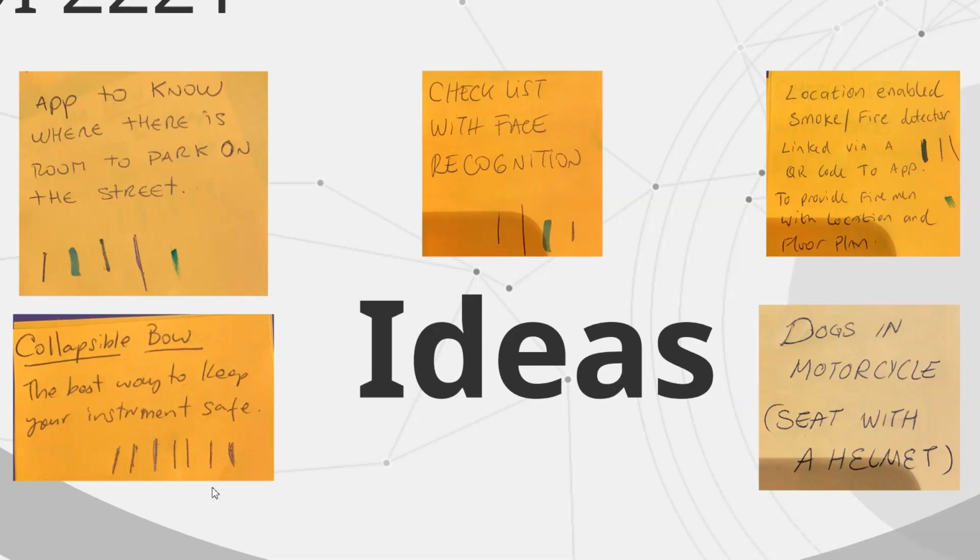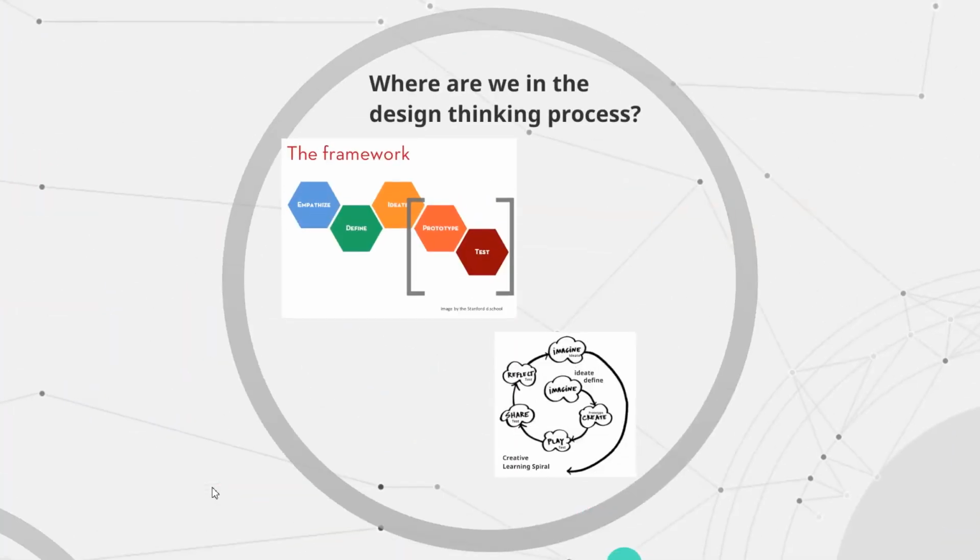Another one was a musician who always had a problem with the bow of a violin because it was very hard to keep safe and it was very long. So she was thinking about creating a collapsible bow. Or another group of teachers decided to create an app to know where you can park on the street. Or, for example, a location-enabled smoke and fire detector. We start with ideas on post-its, and that's where we start our project.